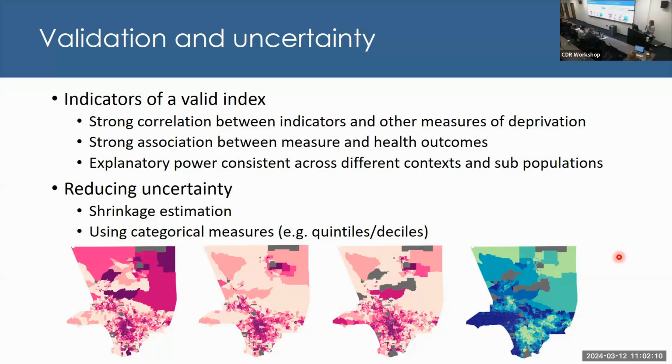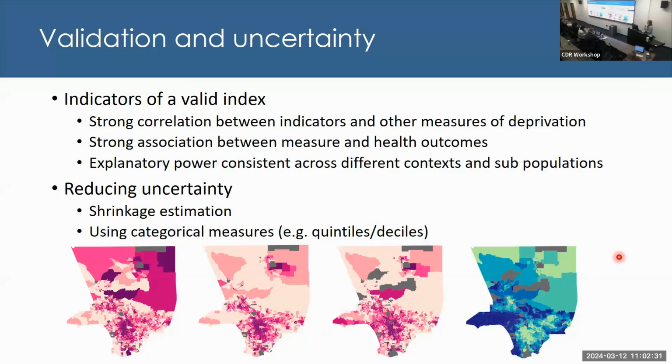And also we want to think about, is this measure working equally well across different contexts and subpopulations? So does this measure work in rural areas and urban areas in the same way? Or does this measure also work in ethnic enclaves or other unique demographic areas?